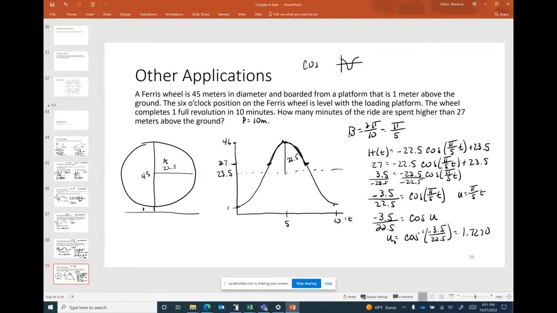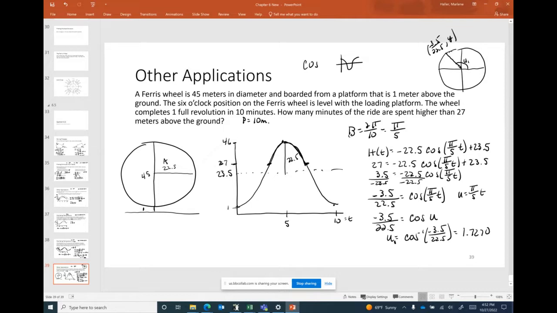Now we need to look at that in the unit circle to see what our second occurrence is going to be, right? So let's see, maybe I can put my unit circle up here. Inverse cosine is restricted to quadrants 1 and 2, and the 1.727 radians is over here in quadrant 2, right? So there's our U1. It has a negative cosine, like the x-coordinate is negative, and it should be, because it's left of the vertical, right? Whatever that negative 3.5 over 22.5 is, that's the x, the y is something.